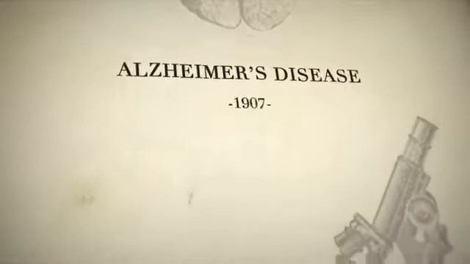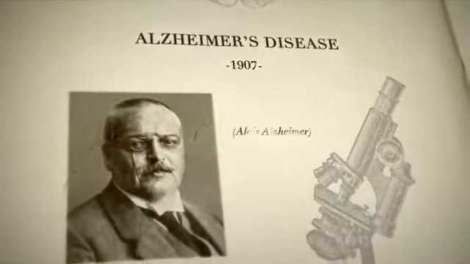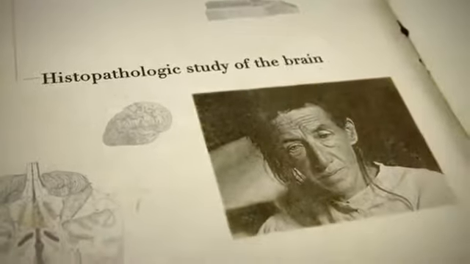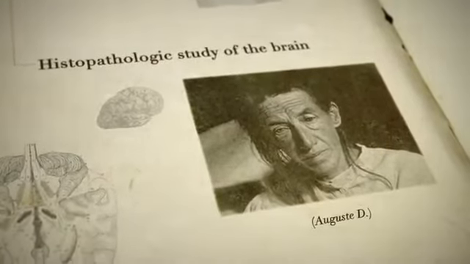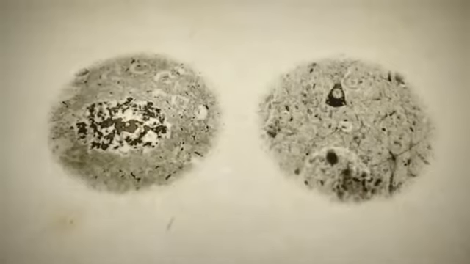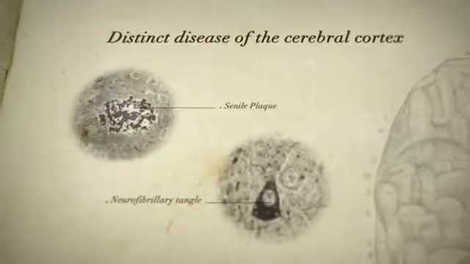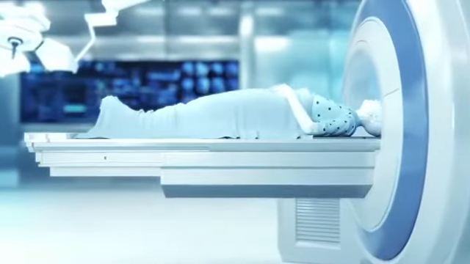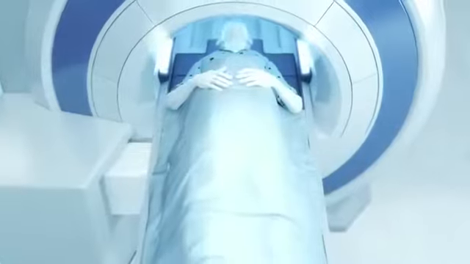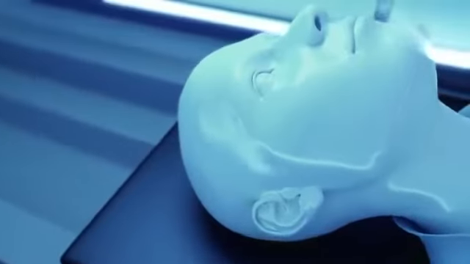Alzheimer's disease was described for the first time in 1907 by the German psychiatrist Alois Alzheimer. In performing a histopathologic study of the brain of his patient Auguste D., suffering from dementia, he brought to light the presence of two types of lesions in the brain: senile plaques and neurofibrillary tangles. He reached the conclusion of a distinct disease of the cerebral cortex. 100 years later, thanks to current scientific techniques, research has made a great leap in the understanding of the disease.